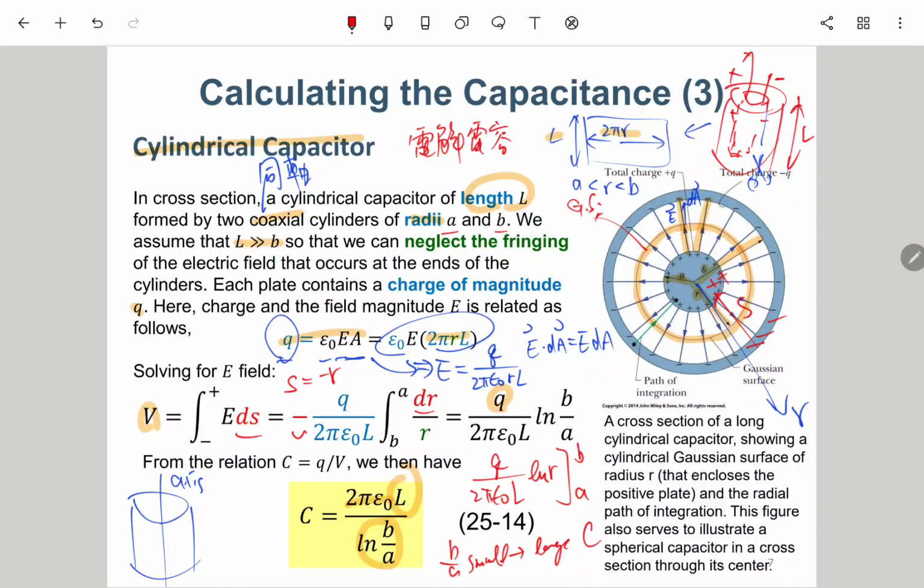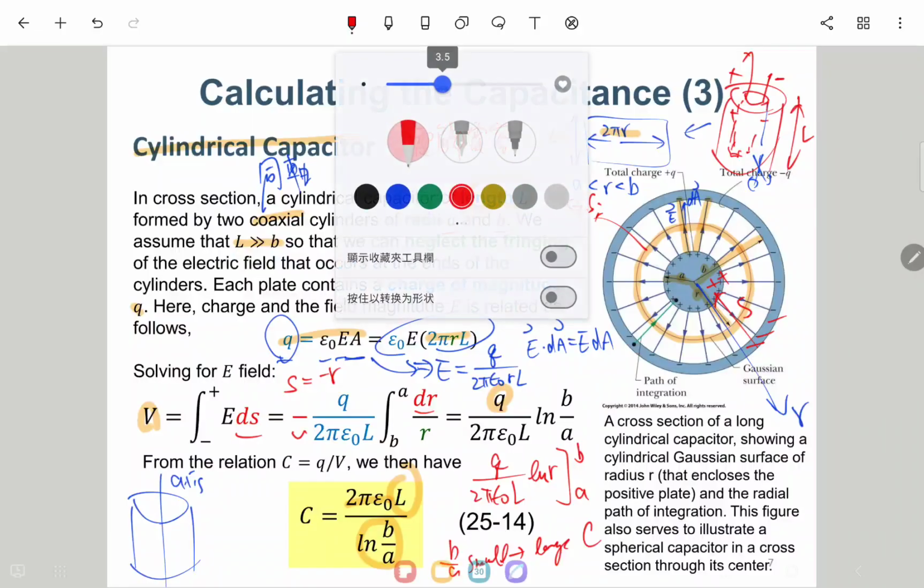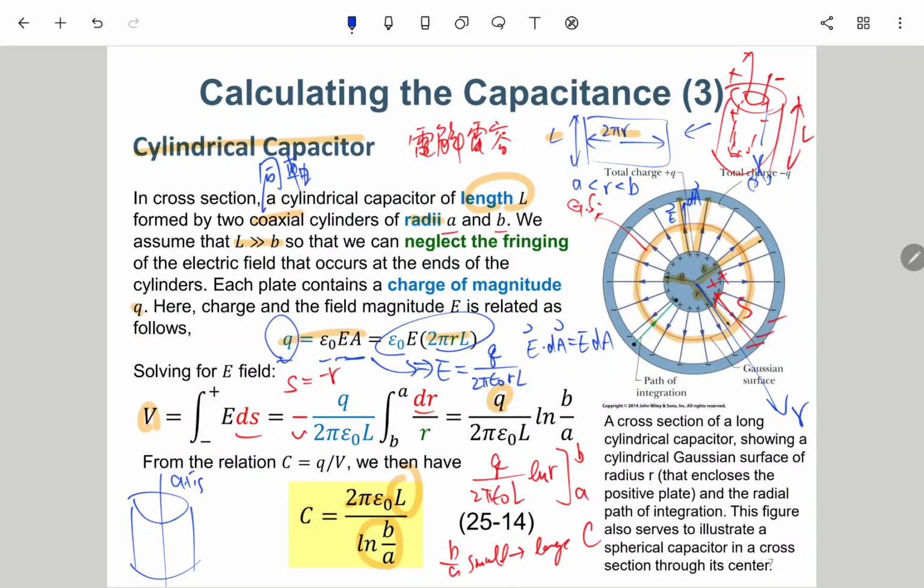So still you need to make the gap between the two cylinders narrower and narrower to make the capacitance larger, and also make it longer so that the cross-section area is also larger, to make the capacitance larger. So even though they are not the same case, generally the idea is the same.